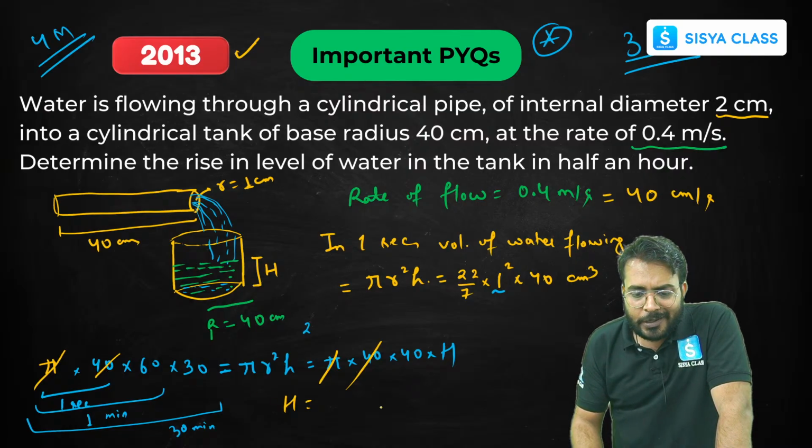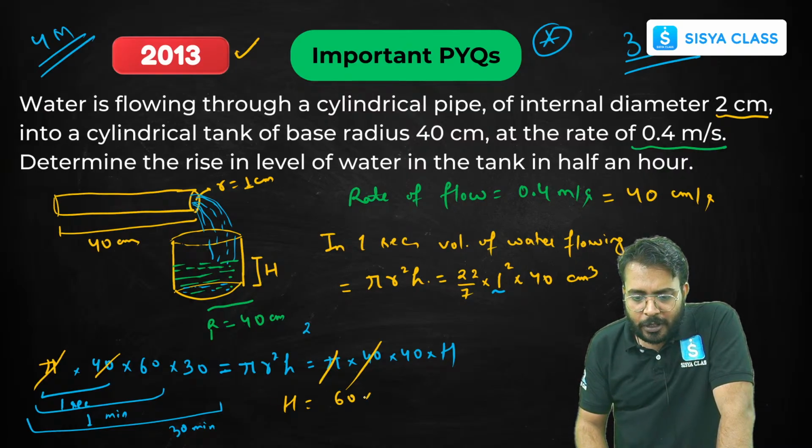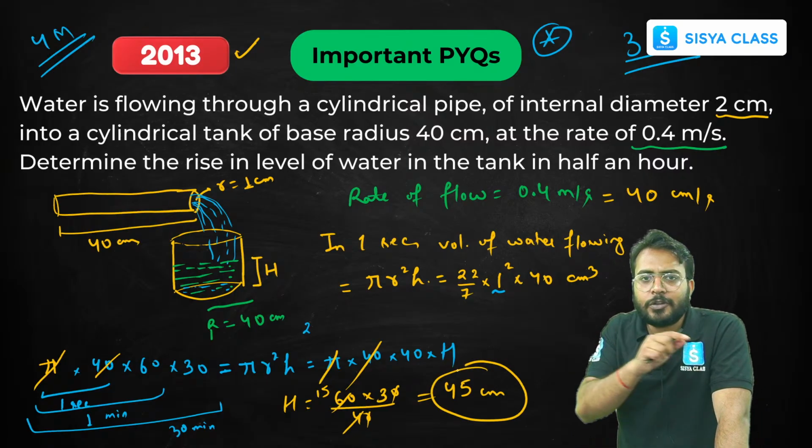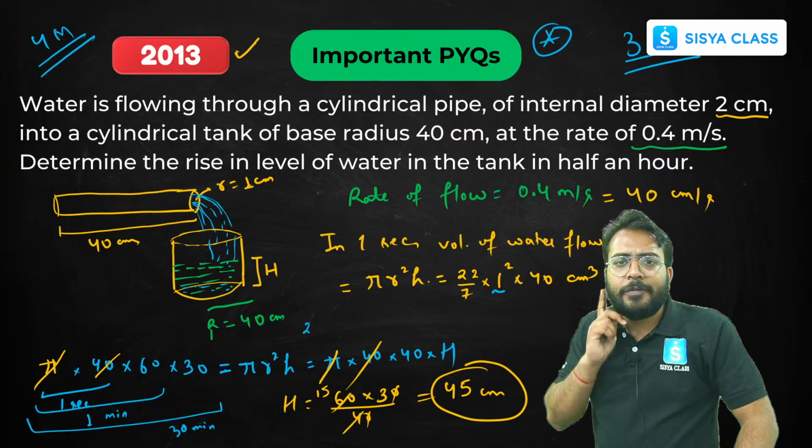the level of water is going to be 60 into 30 by 40. So 60 into 30 by 40 means beta, 0 and 0 I can cancel, so 4 into 15 is going to be 60, so 15 into 3 is going to be 45 centimeter. The rise in the level of water is going to be 45 centimeter.